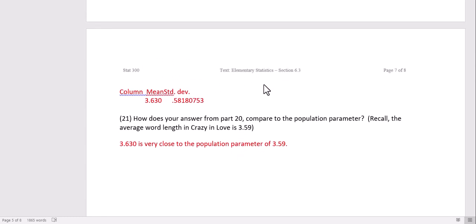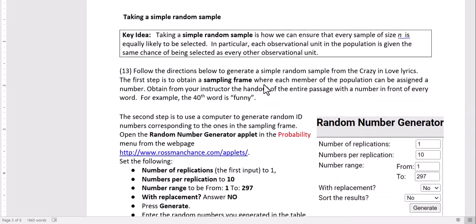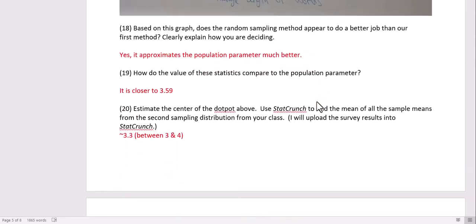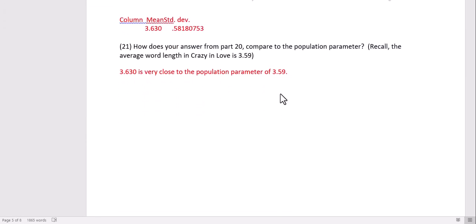And so now let's go back to the question in part 10. It had asked, based on your samples, do we have good evidence that Beyonce did not write the lyrics to Crazy in Love? Now remember that the average word length for the songs that she wrote while she was in Destiny's Child was 3.64 letters long. So now, based on our new sample, do we have good evidence that Beyonce did not write the lyrics? Our new average is 3.63, which is very close to the population parameter 3.59 and really close to the 3.64, which is Beyonce's average word length.